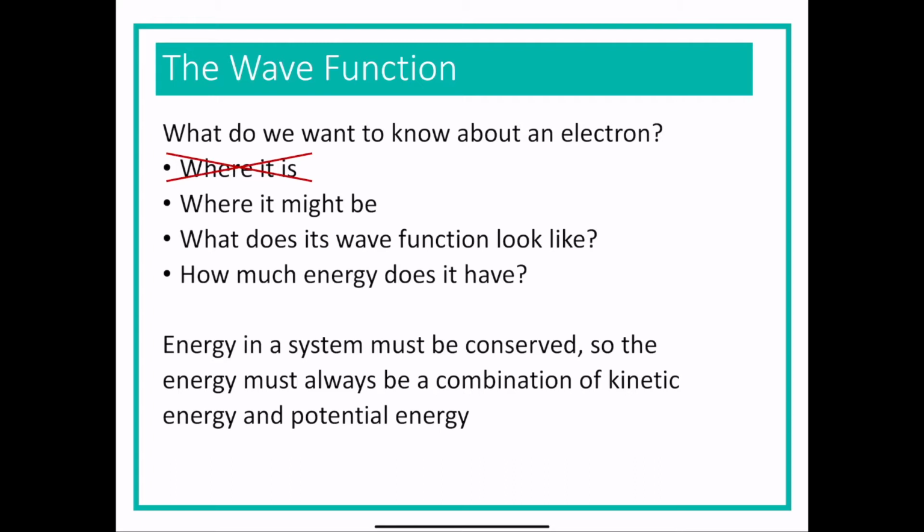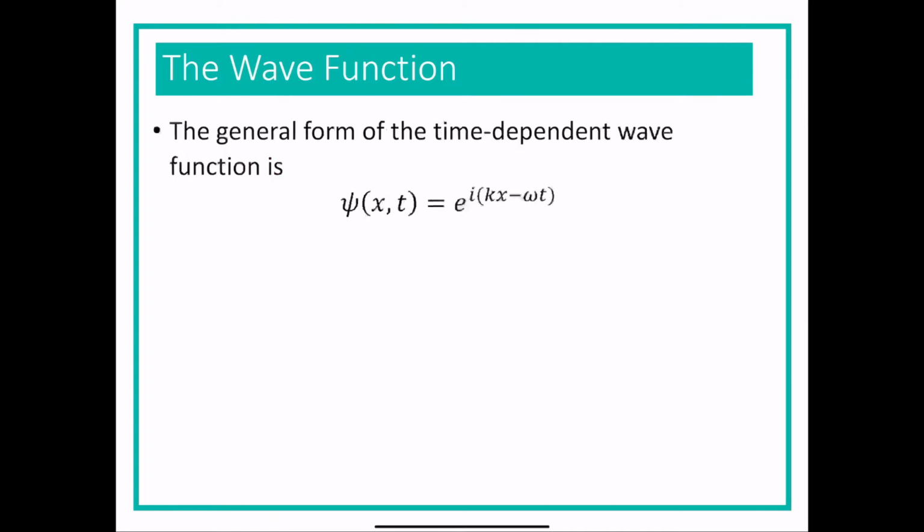So before we start talking about the wave equation in one dimension, we're going to talk about one dimension plus time for a little while, and then we're going to get rid of the time eventually. The general form of the wave equation, if we're talking about an electron with time dependence, has this e to the i, and then a whole bunch of stuff in parentheses, kx minus omega t. That's just the Euler form of a complex number, if you remember that, with a magnitude of 1.